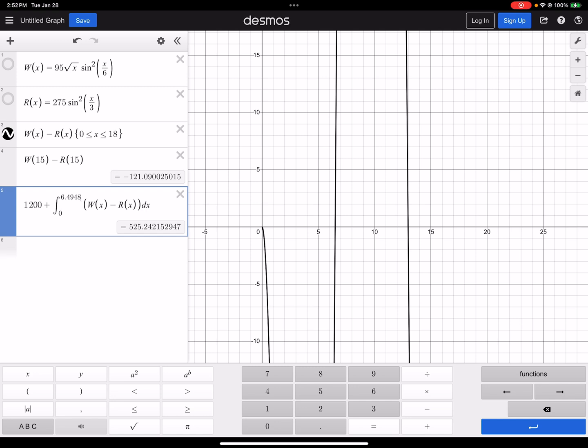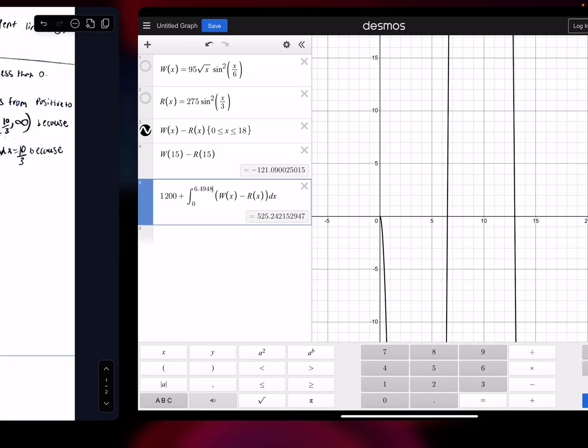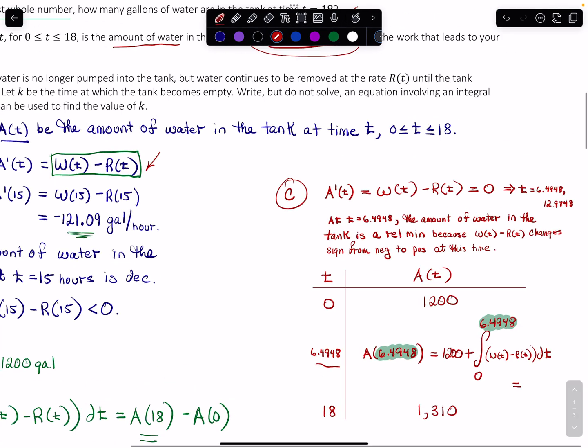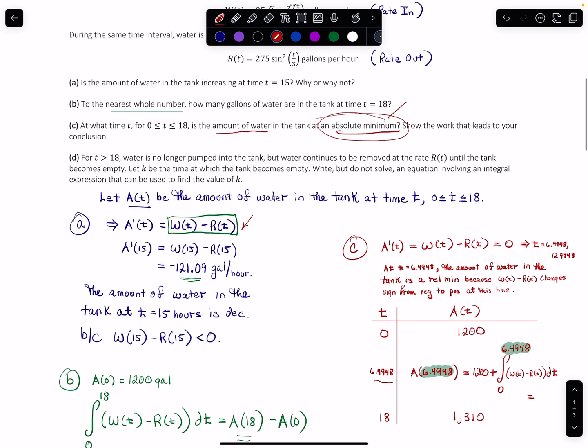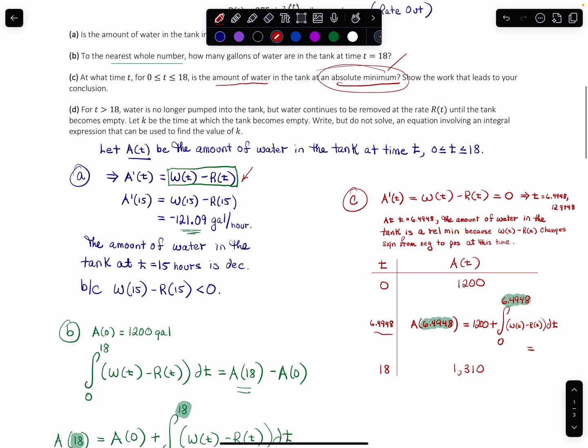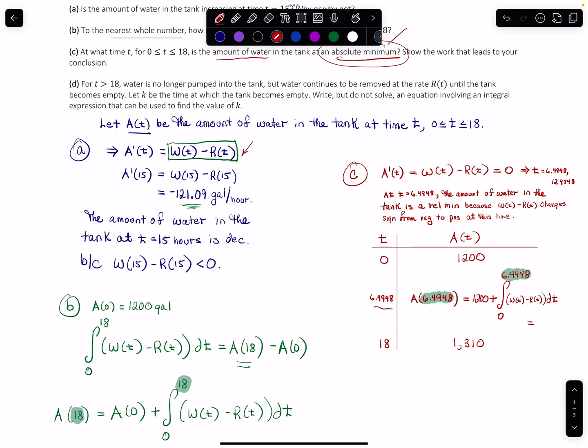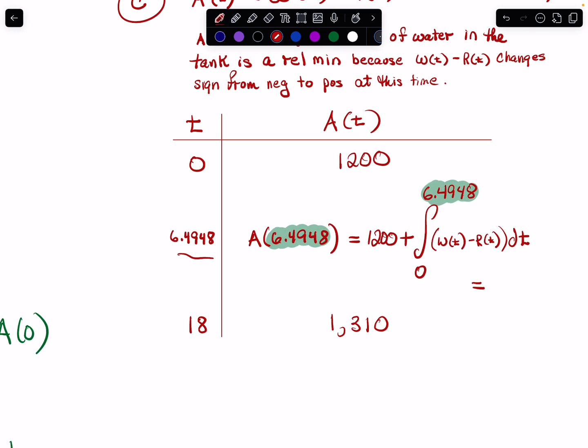What that means is that, during that time interval, there was a lot more water leaving the tank than there was coming in. You started with 1200, and over that time, you're down to 525. So not only did the water coming in go out, but so did the water that you started with. So that looks like the smallest, right? 525. Do they say to the nearest whole number anything? Well, they asked for the time, so the time would be the 6.4948, but I do need to write here that this is about 525 gallons, okay?